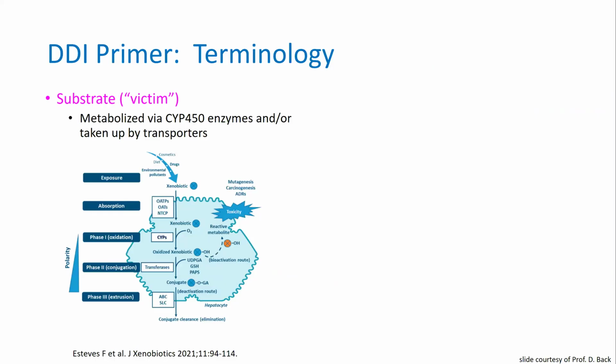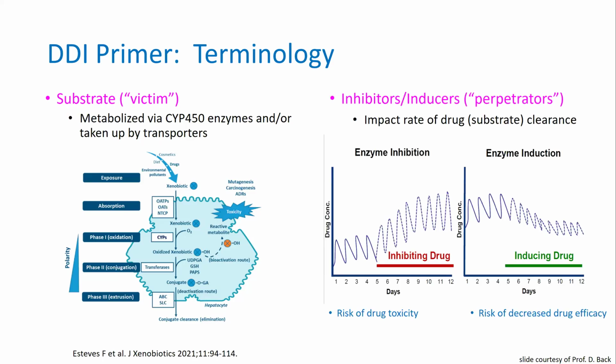Some additional terms that are commonly used when we talk about drug interactions include substrate, sometimes referred to as the victim drug. This refers to an agent which is metabolized through the CYP450 enzymes and/or taken up by transporters. Inhibitors or inducers are sometimes called perpetrators. These agents affect the rate of drug clearance of the substrate drug and can lead to increases or decreases in drug concentrations.